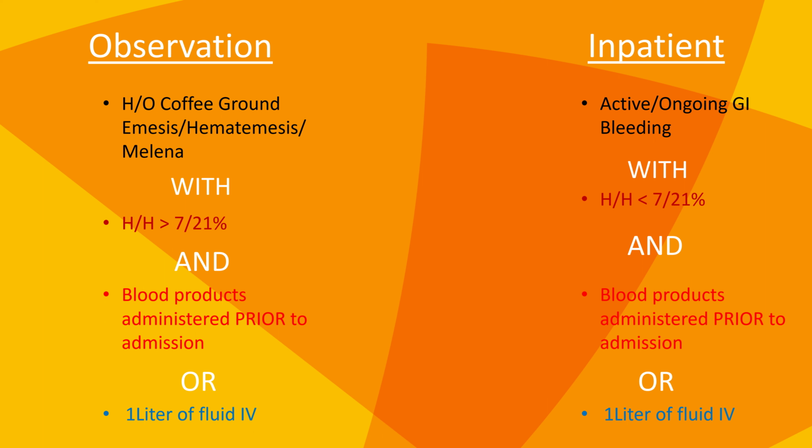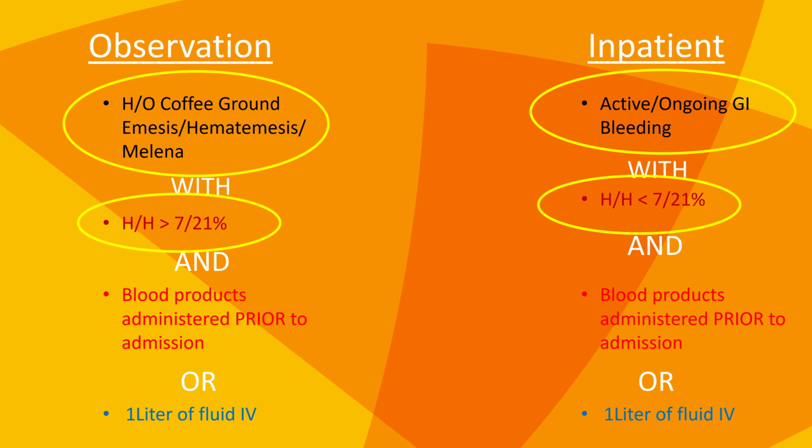This is for observation. For inpatient criteria, you meet this with an active or ongoing GI bleed, for example, a positive Hemoccult with gross melena, hemoglobin less than 7, and either blood products or fluids provided prior to the decision to admit. The most important differentiating pieces between the two is seen with H&H, how the bleeding is defined by documentation, and in either case, you have to give a liter of fluids or blood prior to decision to admit. It's pretty straightforward, right?